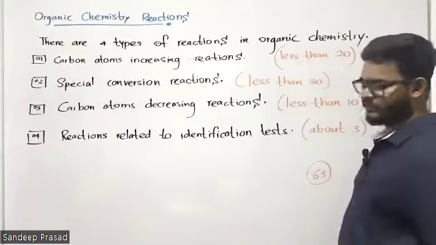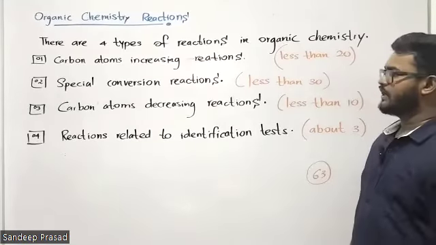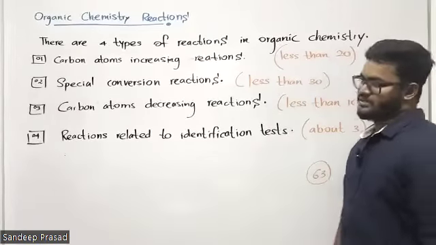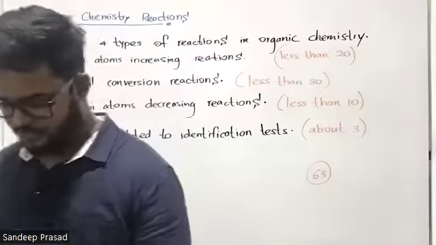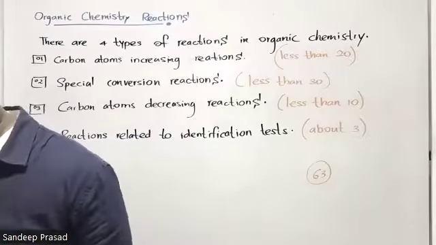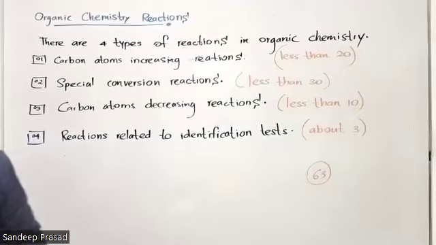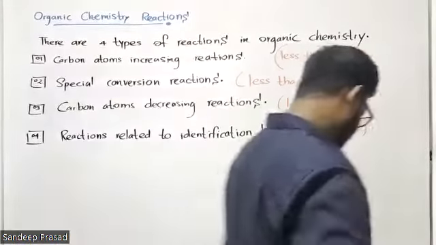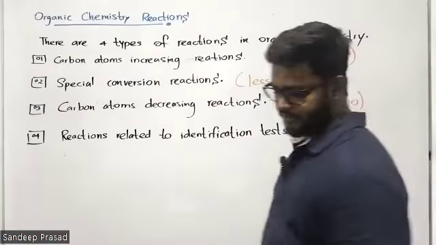Anyway, there are more than 50 reactions. Can you understand? Quickly write down. And we are going to start one by one. Carbon atoms increasing reactions number 1, special conversion reactions number 1. Likewise, we are going to discuss one by one. Write down these things in your writing book. Quickly.